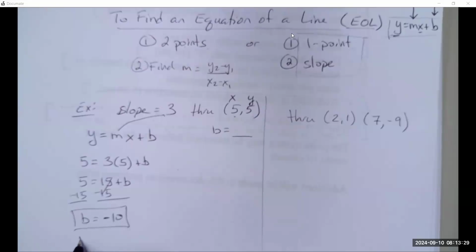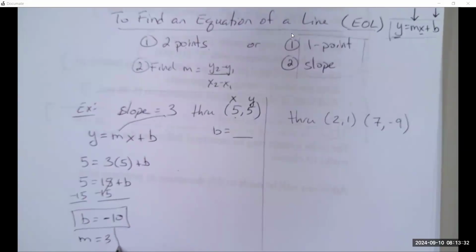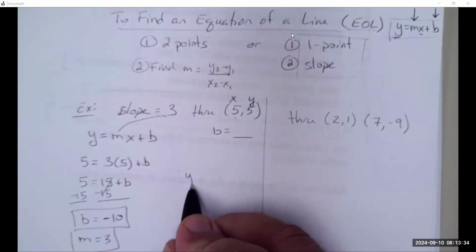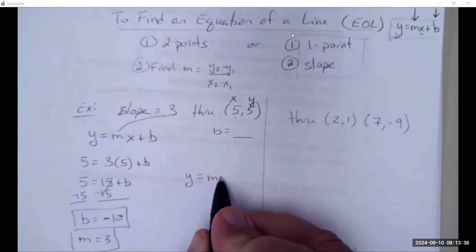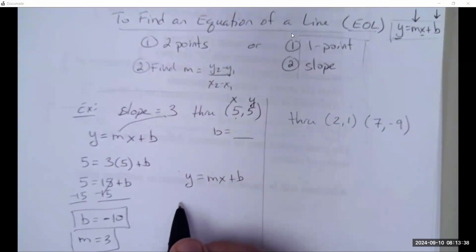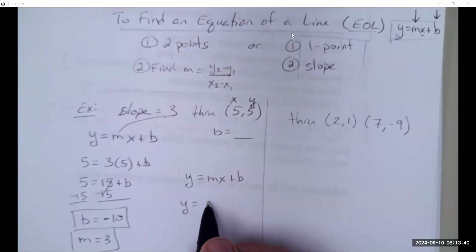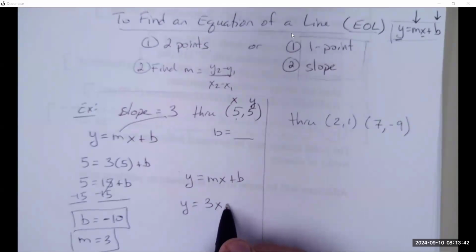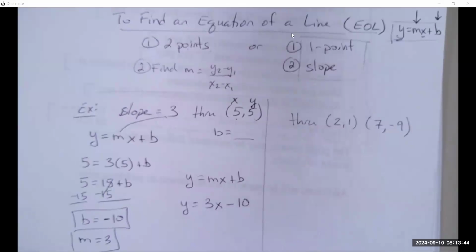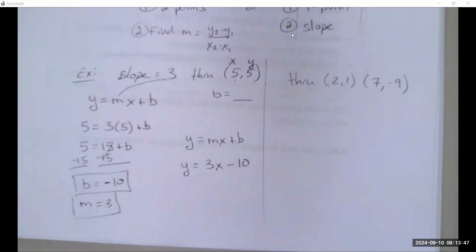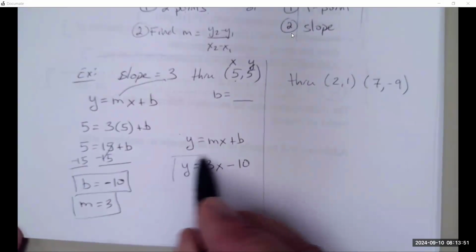Since we have this, and we have our slope, just plug them in there. And there's your equation of the line.